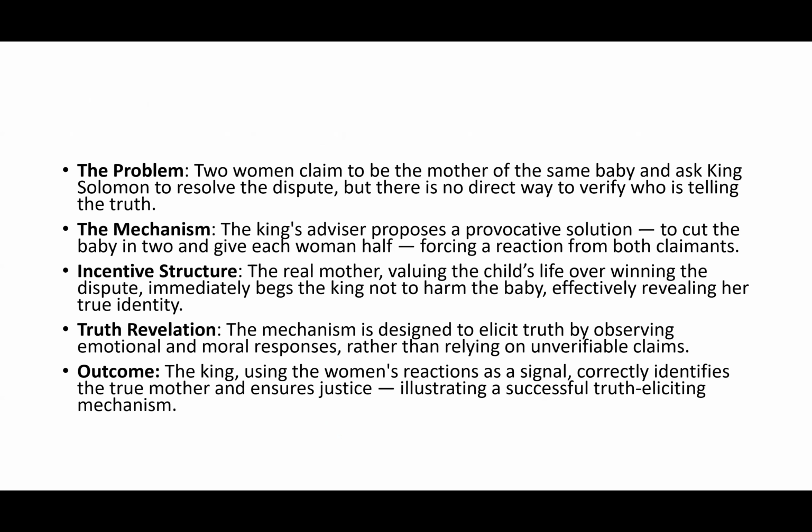So in this particular game, we know what the problem is, right? The mechanism here is the king deciding to cut the baby into two. Then we have the incentive structure, okay? The incentive structure is such that the king has designed it so that each of these women will act in a way that will bring out the truth. So their individual interest will help us to achieve the collective goal.